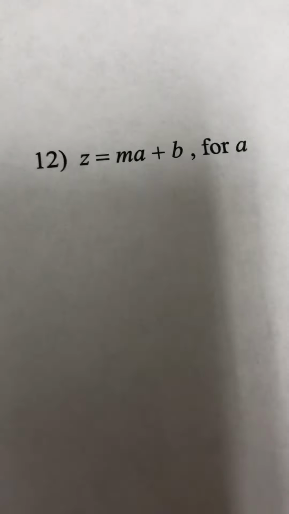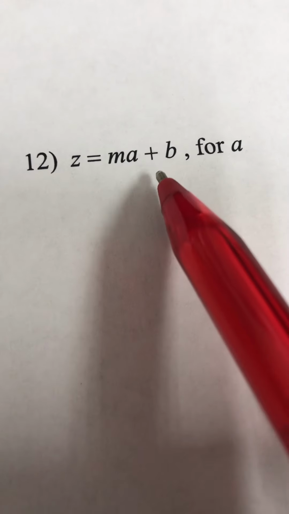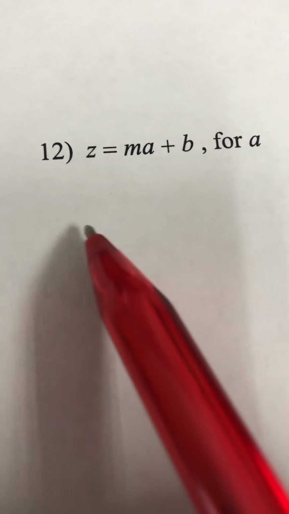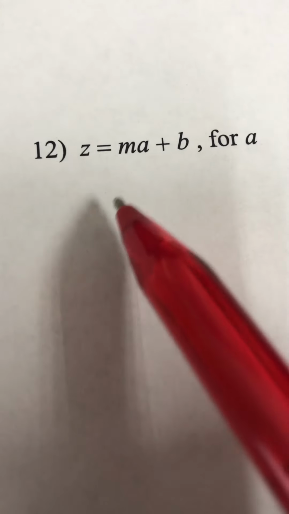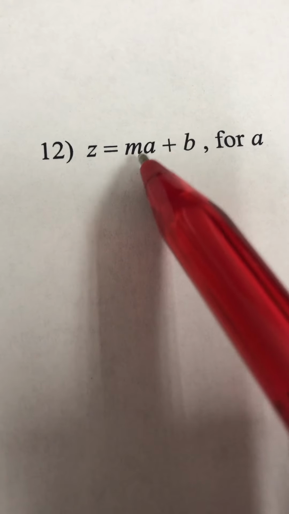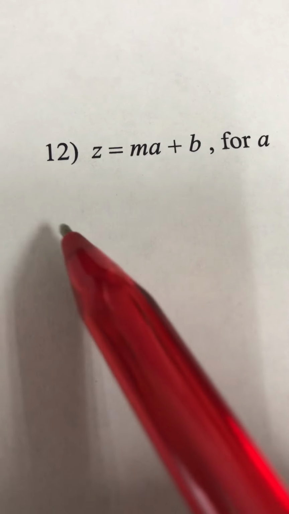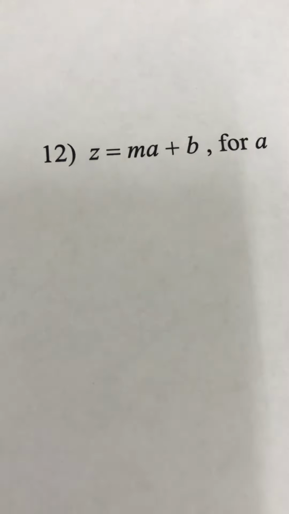Go ahead and try 12 on your own. You're going to do a couple things on this one. Man, I wish I was doing this one, but you would subtract b from both sides. So you have z minus b equals ma, and I still have an m multiplying that, so I divide by m, so you'll have z minus b divided by m equals a.